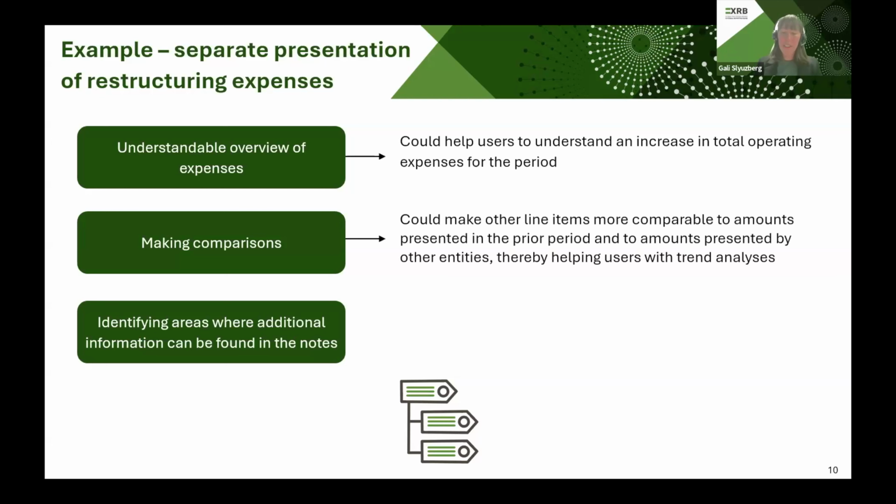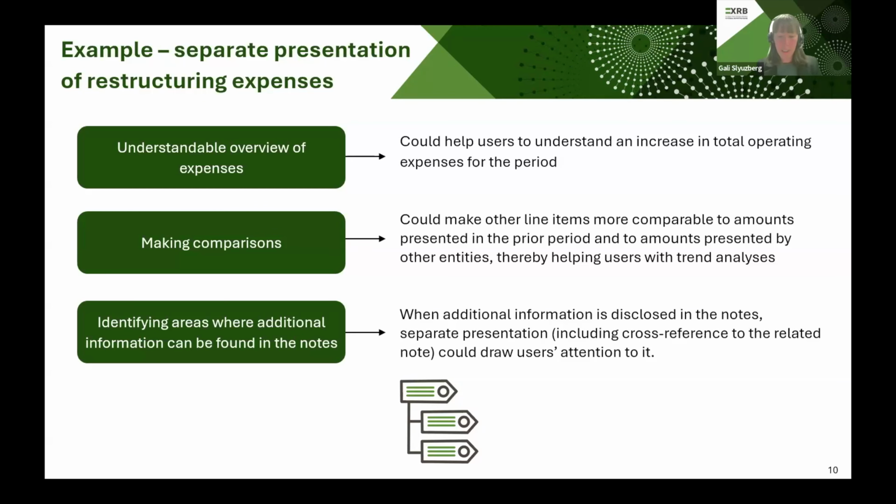Second, the restructuring expense generally would not occur consistently from period to period. So presenting the restructuring expense separately from other expenses in the statement of profit or loss could make other line items more comparable to amounts presented in the prior period and to amounts presented by other entities, which would help users with their trend analysis. Lastly, when additional information about restructuring expenses is disclosed in the notes, separate presentation of the restructuring expense could draw users' attention to this extra information in the notes.